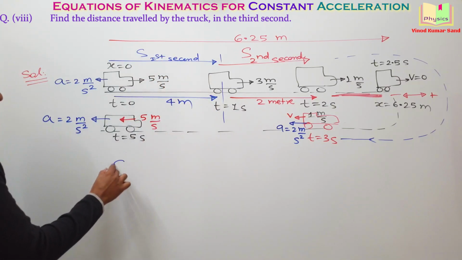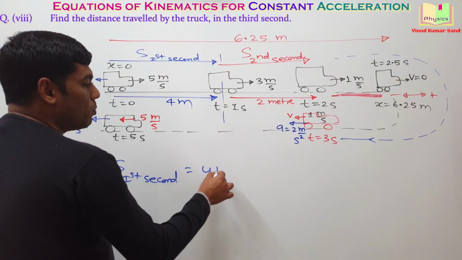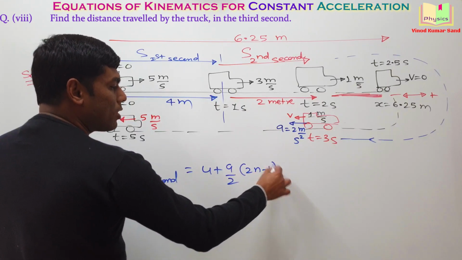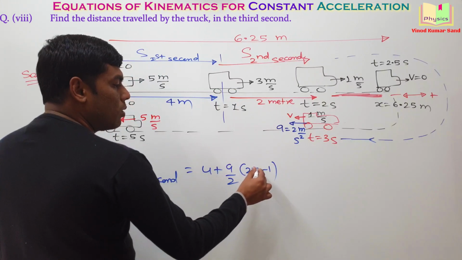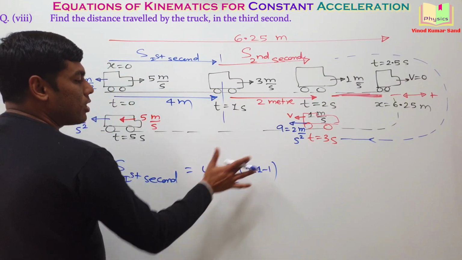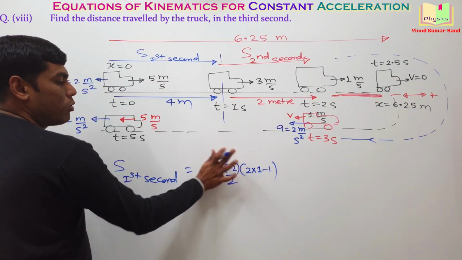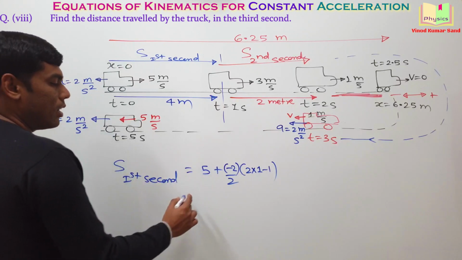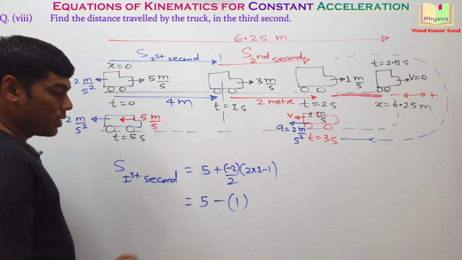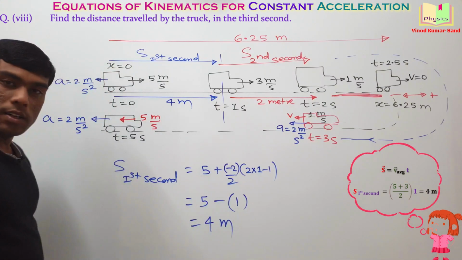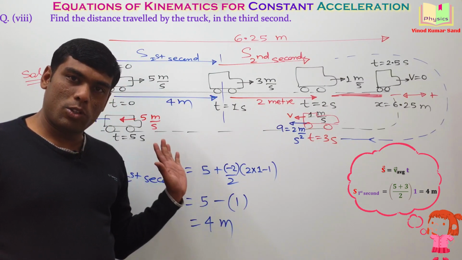Okay, how can we find the distance traveled in the first second? We know the formula, u plus a by 2 into 2n minus 1, where n will be equal to 1. So putting here 2 into 1, the value of acceleration is known to us, it is equal to minus 2, and the value of u is 5. Let us compute it. 5 minus 1. So the answer will come out to be 4 meter. In all these calculations, I am writing the unit at last to make the calculations faster.